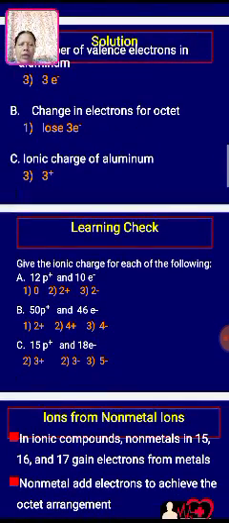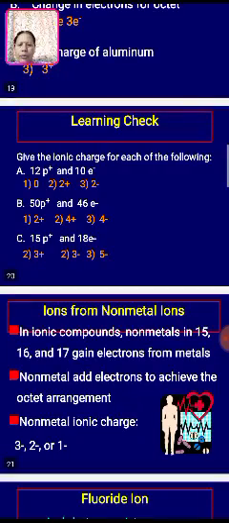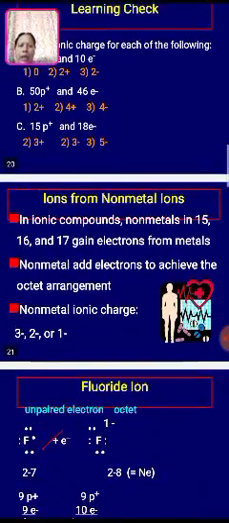Give the ionic charge of each of the following: 12 protons and 10 electrons, then 15 protons and 16 electrons, and 15 protons and 18 electrons. So, which is the answer? Write in your notebook. In ionic compounds, non-metals in groups 15, 16, 17 gain electrons from metals.